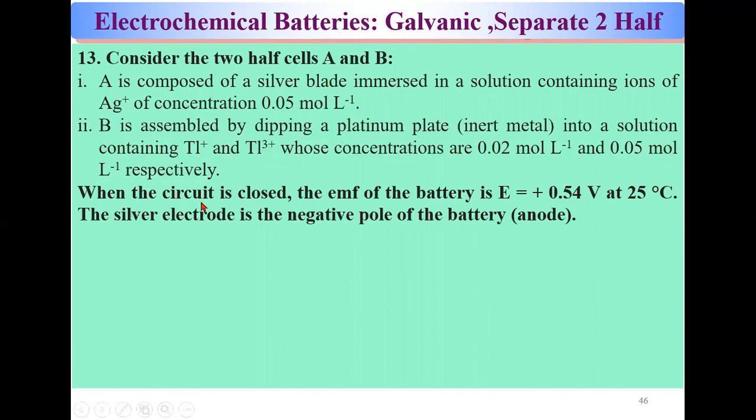Now they say when the circuit is closed, the EMF of the battery is the following. EMF is E of the cell, in other words, equals plus 0.54 volts at 25 degrees Celsius. And they're telling you that the silver electrode is the negative pole of the battery. The idea right away, even if I don't tell you that that's the anode, the negative pole of any battery is the anode. And what does that also tell you? That it's the oxidation reaction, the oxidation at the anode occurs. So the silver electrode is going to undergo oxidation.